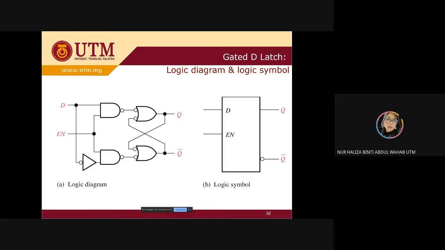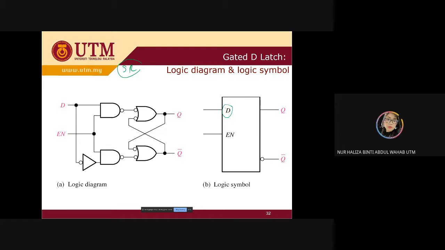So here, let me proceed with our gated latch. For my gated latch here, I have the difference only, just now we have SR, SR, SR. We have 2 inputs to look into. But now we have only 1 input. We have only 1 input.